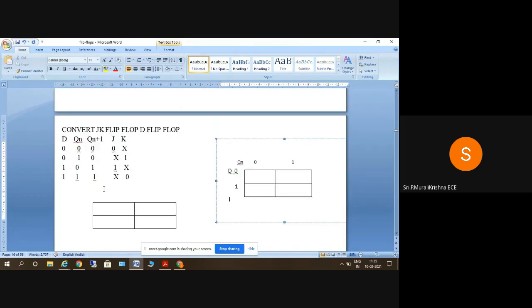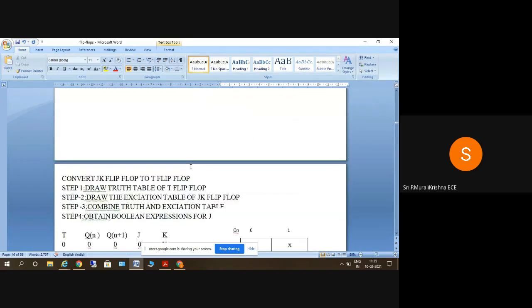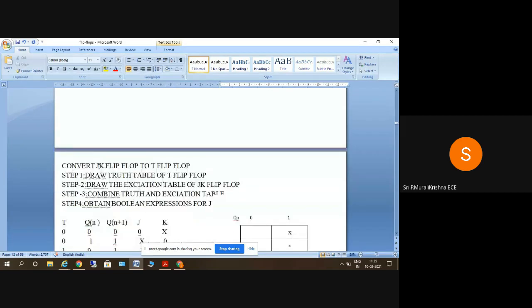So first of all, what we need here. Instead of that, we'll take this one: convert JK flip-flop to T flip-flop. Take down this problem: JK flip-flop to T flip-flop.